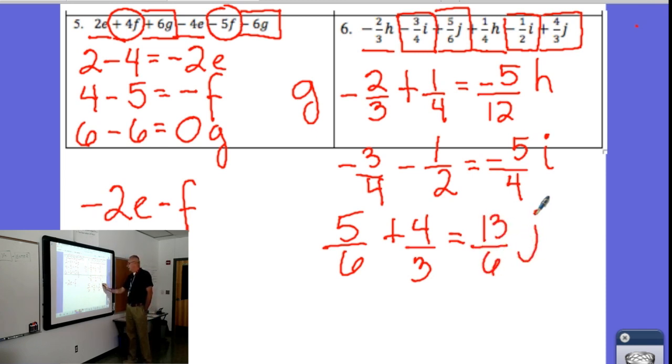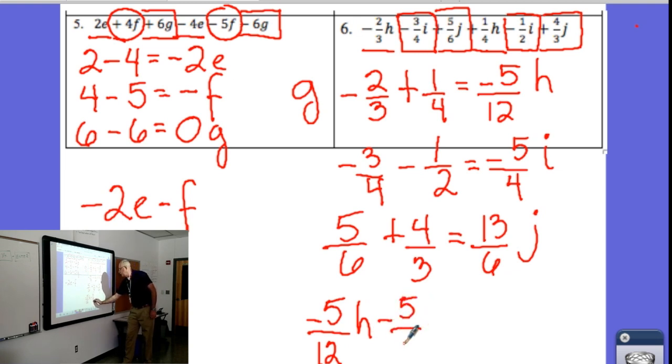13 over 6 j. Put it all together: negative 5 over 12 h minus 5 over 4 i plus 13 over 6 j.